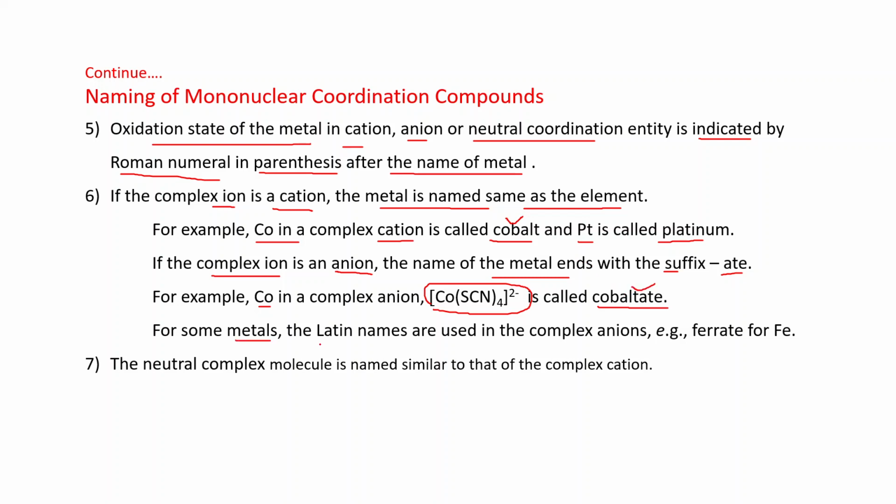For some metals, the Latin names are used in complex anions. For example, ferrate is used for iron, Fe. The neutral complex molecule is named similar to that of the complex cation.